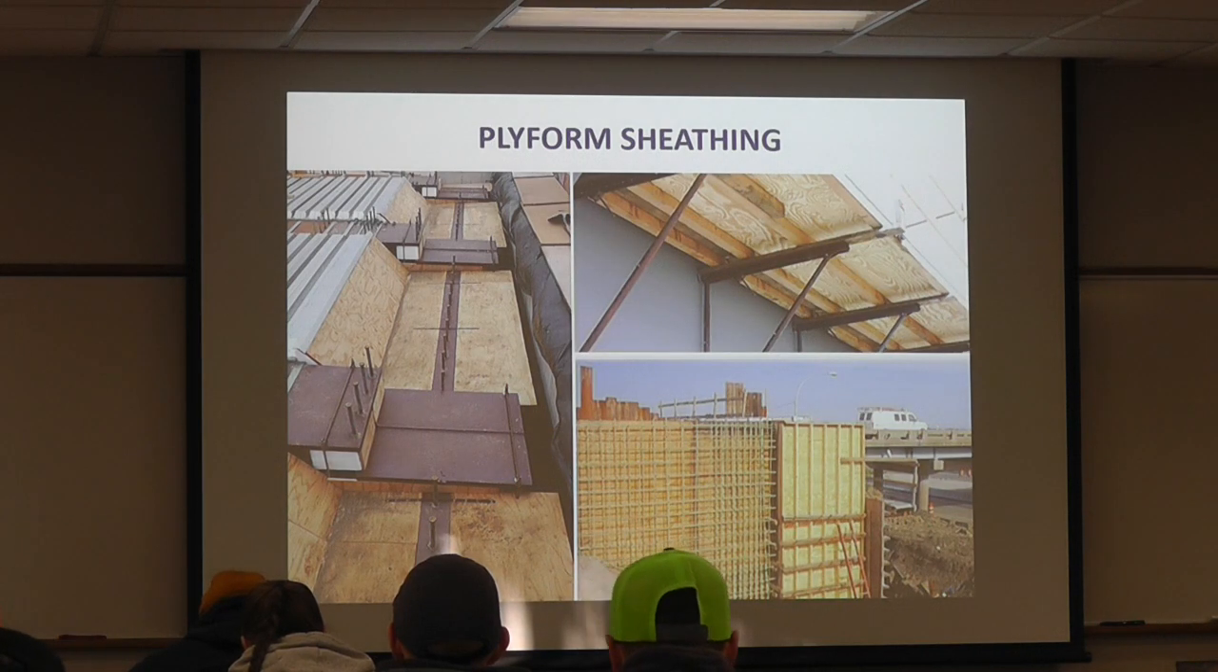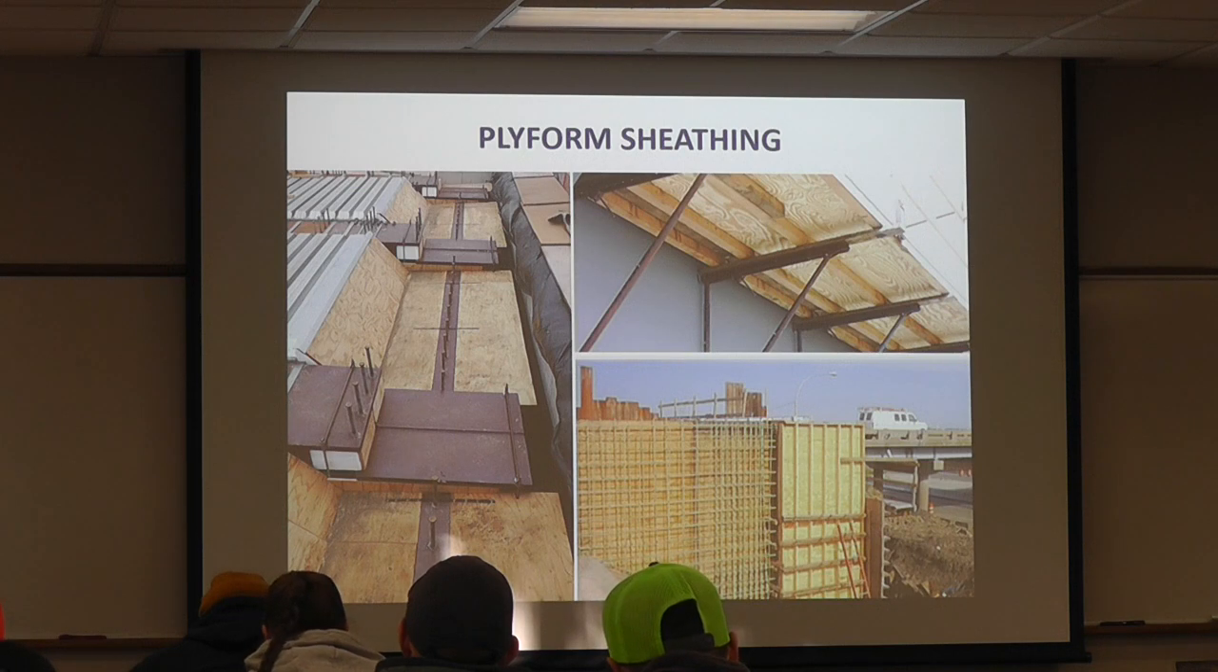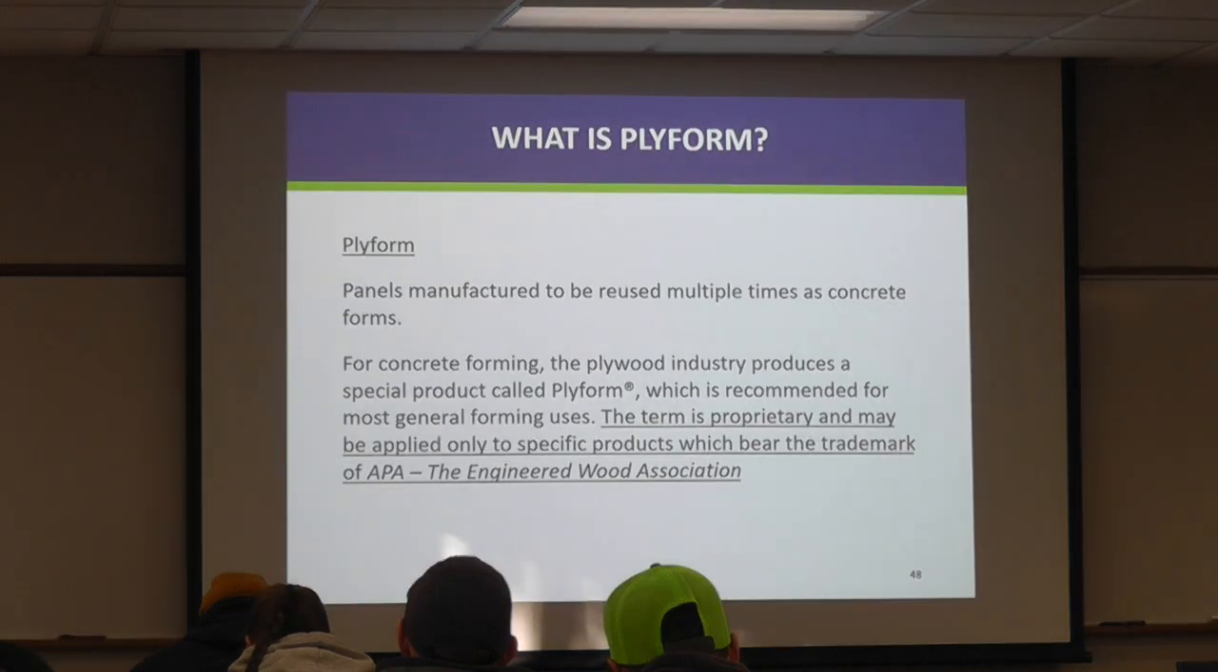So some pictures of where sheathing is used. Here's a picture on the left at an expansion joint, how the sheathing would look. Here's on the deck overhang, sheathing looking there. Here on a wing wall, a sheathing where, and plywood is a term that we would typically use, but ply form sheathing is the proper term.